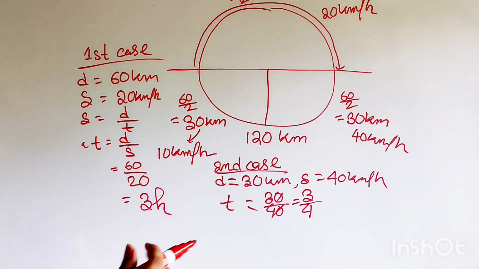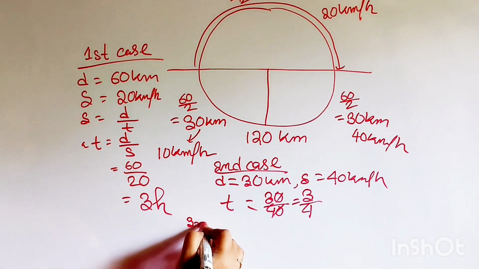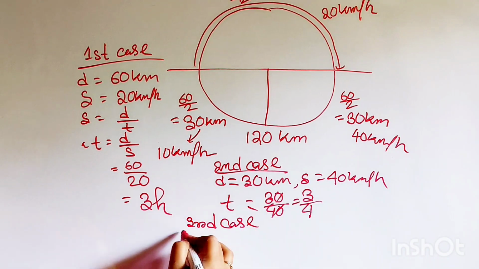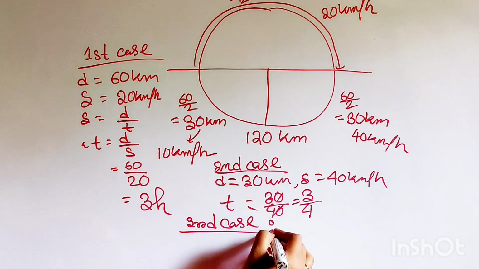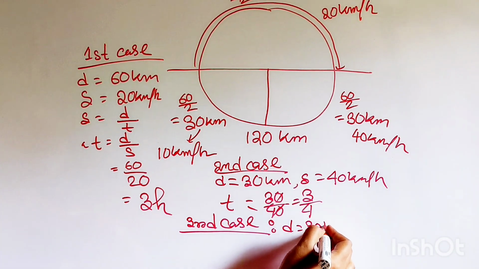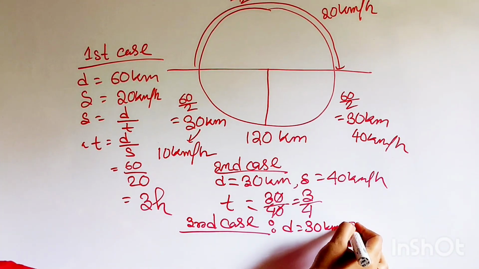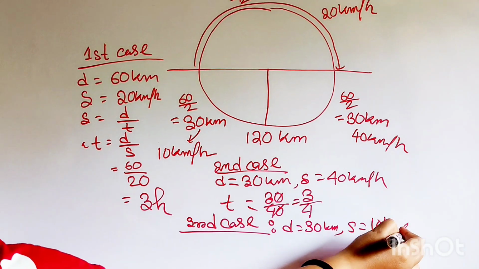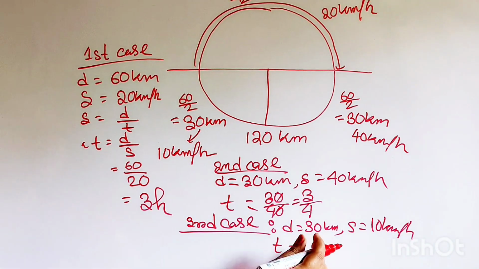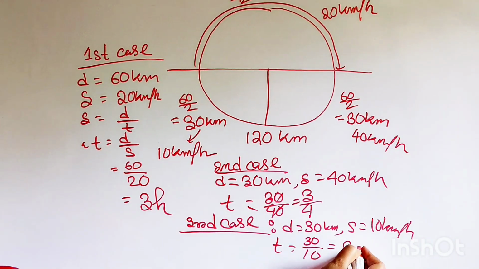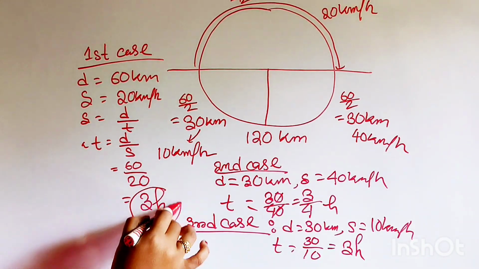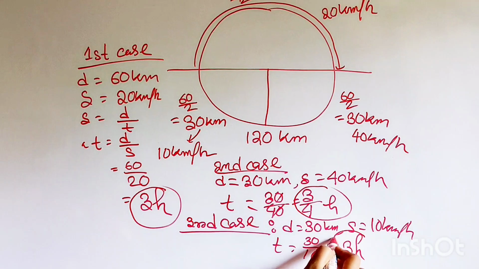Now we will go to the third case. Again for the third case, d is also 30 kilometers and s equals 10 kilometers per hour, as given in the question. So what will be the time? t equals d by s, same as in the first and second cases. So t equals 30 by 10, 0 cancels, so t equals 3 hours. So see, for the first case t is 3 hours, for the second case t is 3 by 4 hour, and for the third case t is 3 hours. So all the times are now known to us.